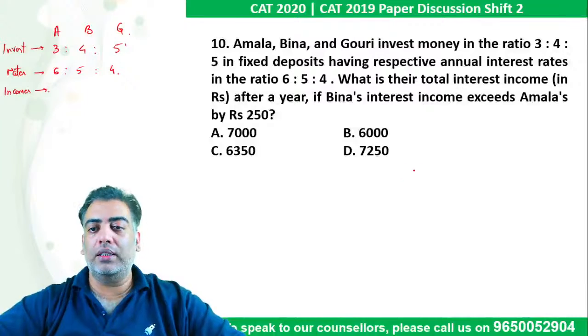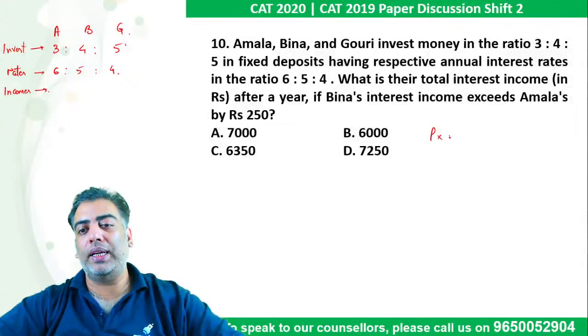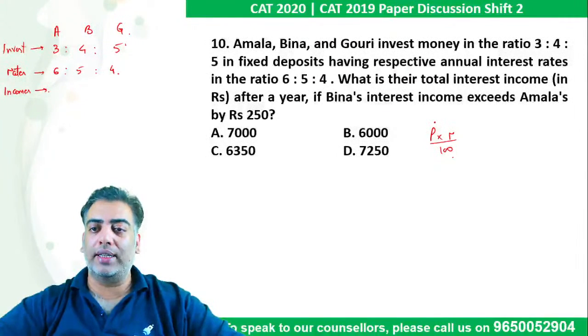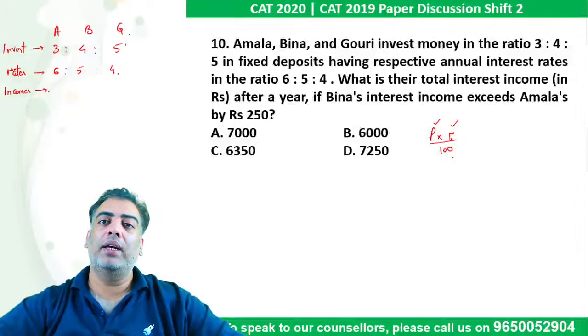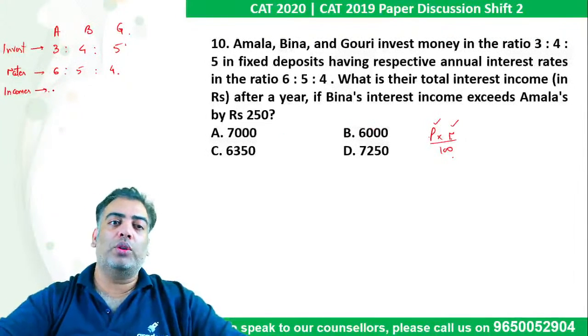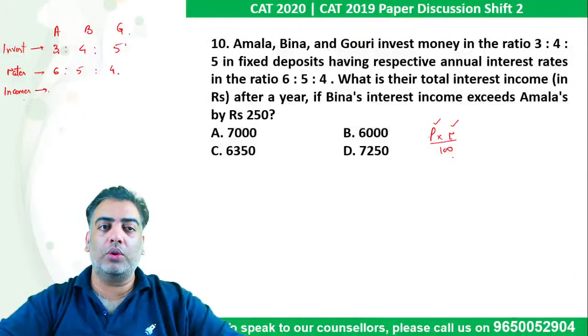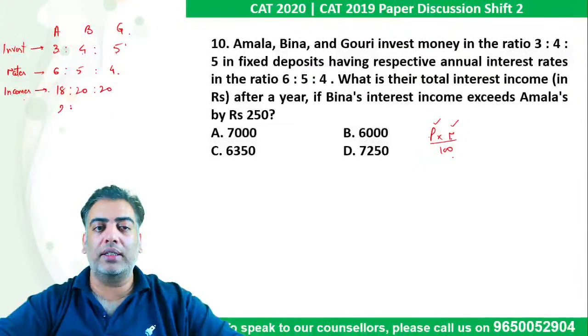For 1 year, your interest is P into R upon 100. Right? So when you are taking the ratio, the ratio will be of your investment multiplied by rate of interest. So the ratio of interest incomes comes out to be 3 into 6, 18, 4 into 5, 20, and again 5 into 4, 20, which when simplified results in 9:10:10.